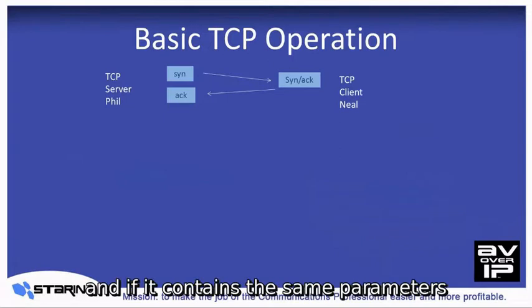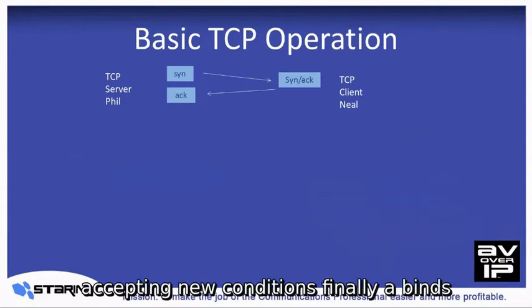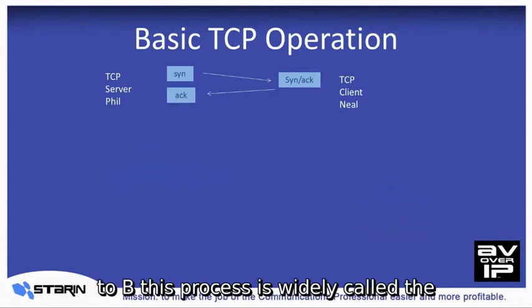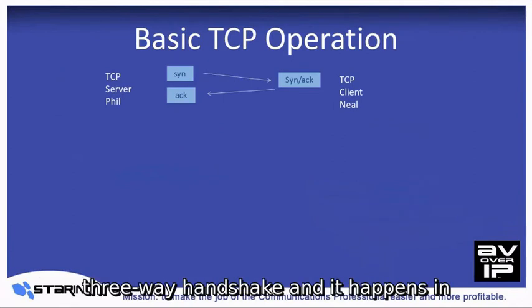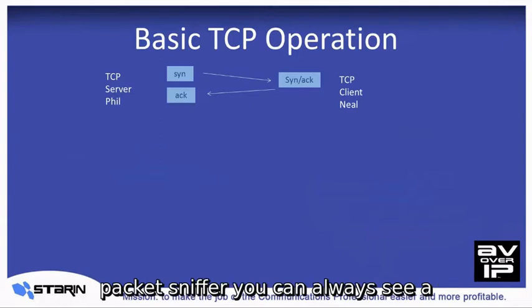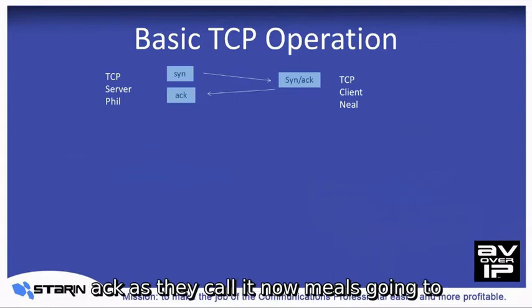And if it contains the same parameters, then basically it's indicating it's accepting the conditions. Finally, A binds the relationship by sending an ACK back to B. This process is widely called the three-way handshake, and it happens in every single TCP session. When you use a packet sniffer, you can always see a session starting by seeing the SYN, SYN-ACK, ACK as they call it.